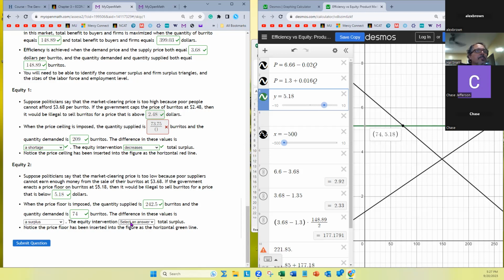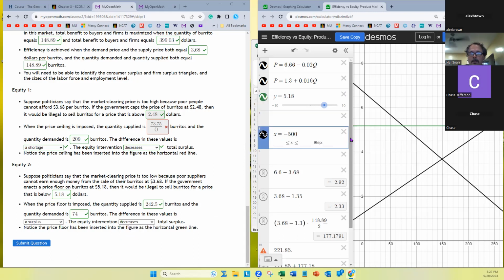All right. So this equity intervention does what? It decreases total surplus. Why? For the same reason as it did before. Only 74 burritos are purchased, right? And so we have all this lost. This triangle here represents the losses that accrued to the consumers and firms, because consumers are only willing to purchase 74 of them, right? So these are lost transactions. And this triangle is called deadweight loss, right?